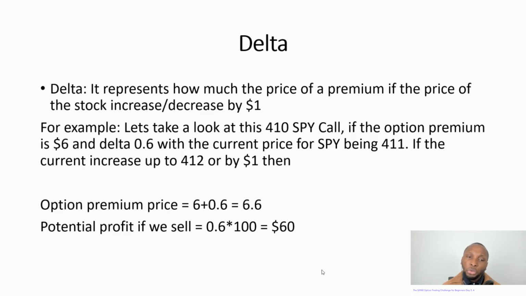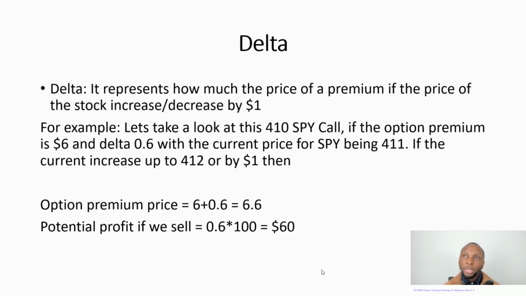Also, the goal of Delta is to give you a general view of your potential profit. You can use Delta to calculate your potential profit if the price of that stock increases by $1. It's simply delta, because we have a contract representing 100 shares, so the potential profit is 0.6 times 100, which is $60.